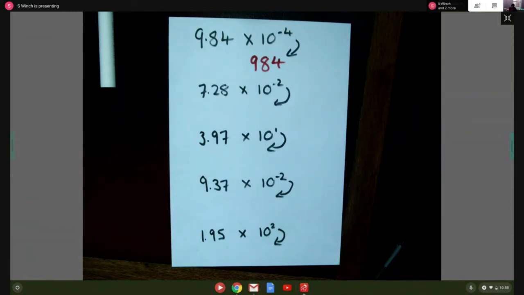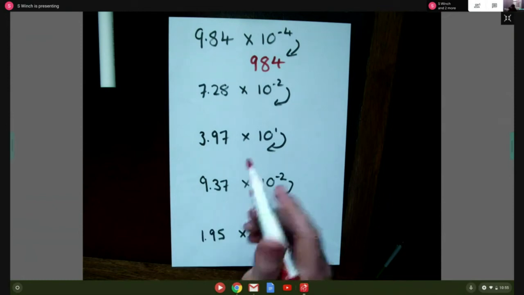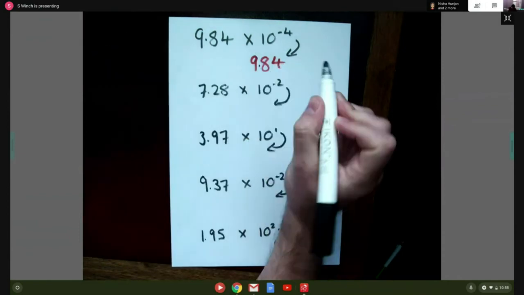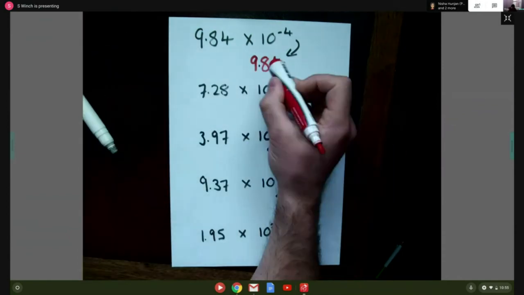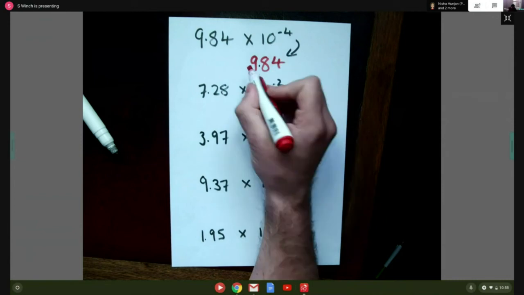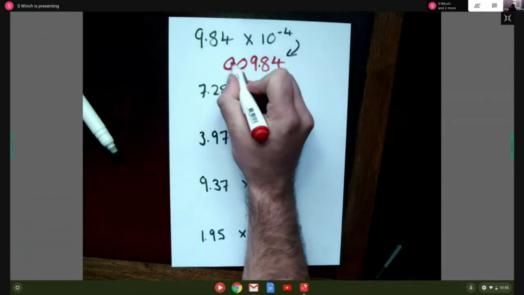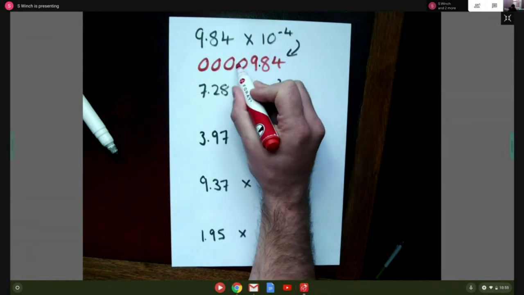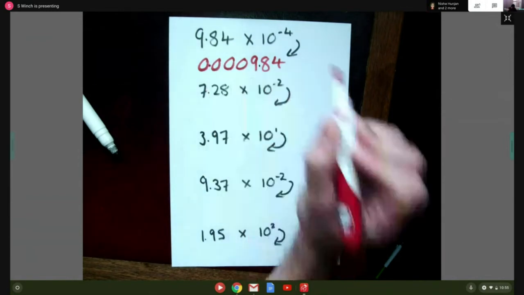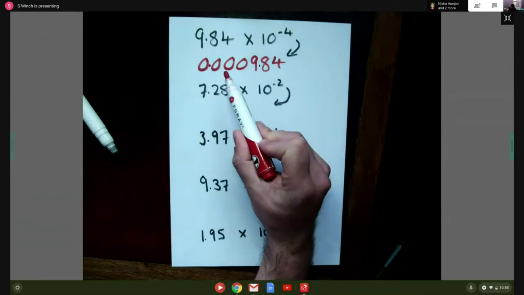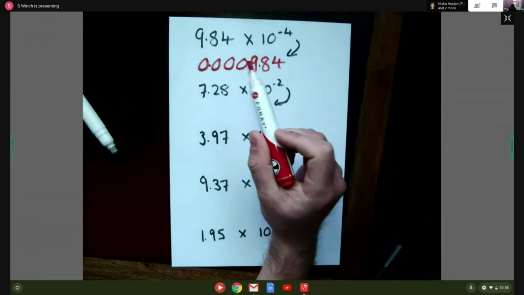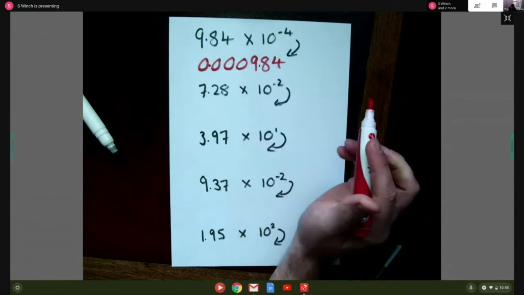So 9.84 times 10 to the power of minus 4. What we're going to do now is move the decimal place, which is currently here, and I'm going to highlight that in the black pen, and we're going to move it back 4 times. So I might just throw in 4 zeros. I'm going to move it once, twice, 3 times, 4 times. So the new answer is 0.000984, and that's how to convert it from standard form into an ordinary number.